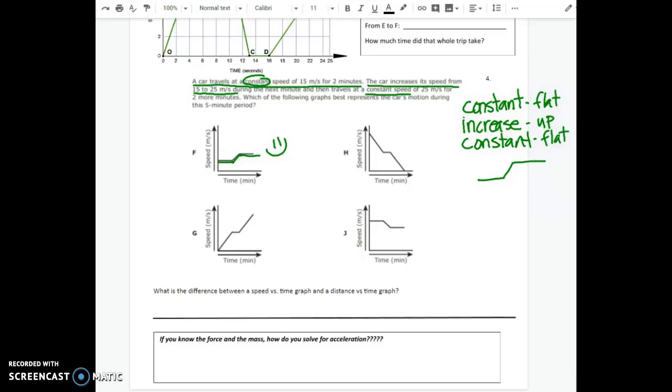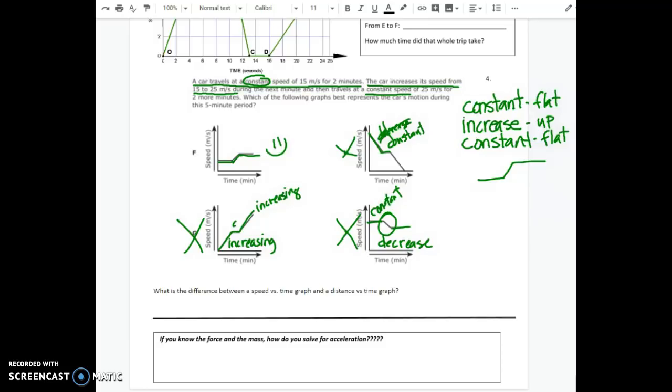Here on letter G, we're increasing, then constant, and then increasing again. So that's actually just the opposite of what we described up there. So that's definitely not going to be our answer. H, we are actually decreasing. We're starting at a high rate of speed and decreasing. So we never decreased our speed in our story up there. So this one is definitely not our good answer. And then finally here, we do have a constant speed, okay, but at the second leg here, we decrease our speed. Remember that downward angled line means a decrease in speed, and then constant again, but since we increased, F is going to be our best answer.